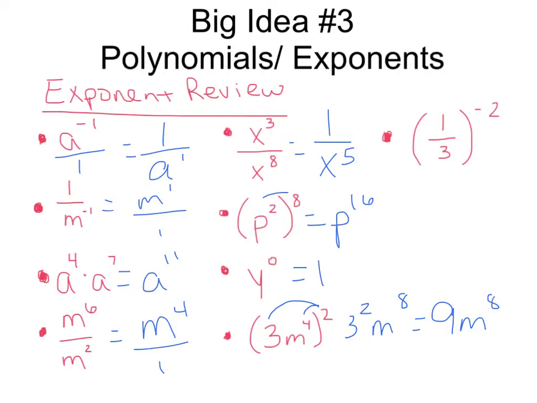Distribute the negative 2 to everything in that. If there's a whole set of parentheses around it all, you have to do it to everything. So you get 1 to the negative 2 over 3 to the negative 2. Well, like I said, with negative exponents, you've got to move it. So the 3 comes to the top, the 1 goes to the bottom, and then simplify. 3 squared is 9, 1 squared is 1. Okay, so those are just a quick reminder of the basic rules.